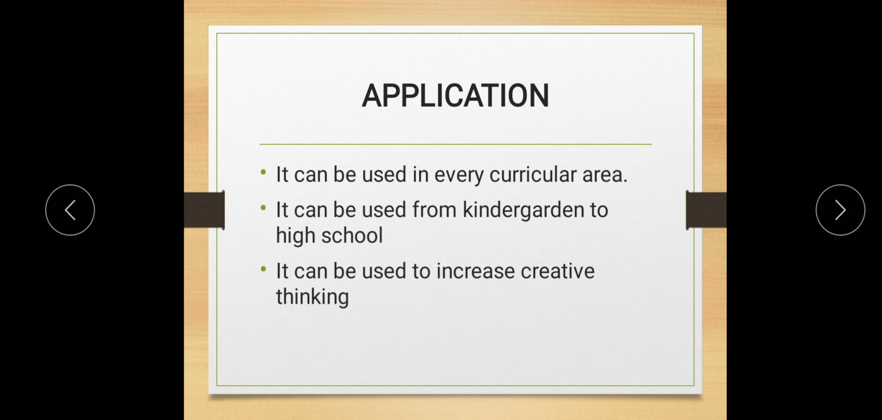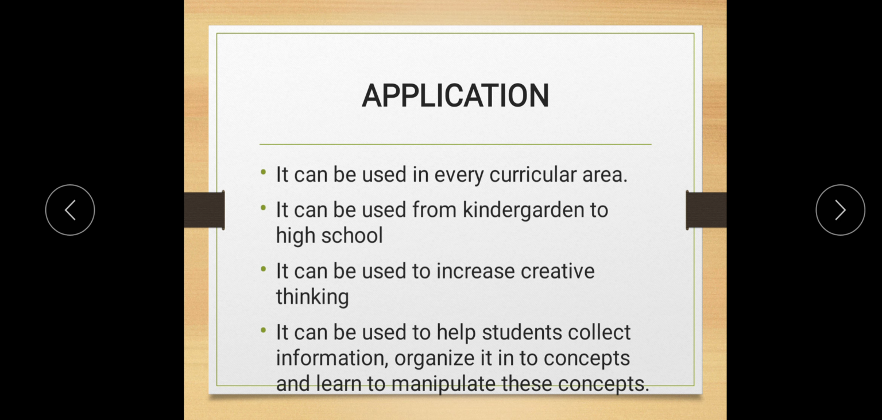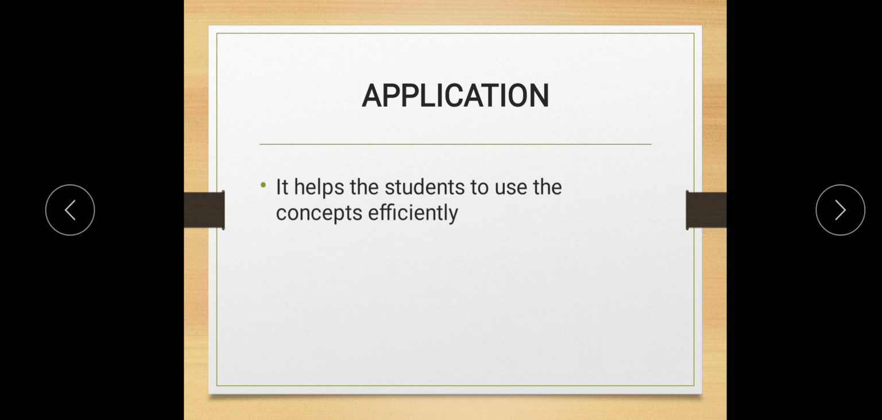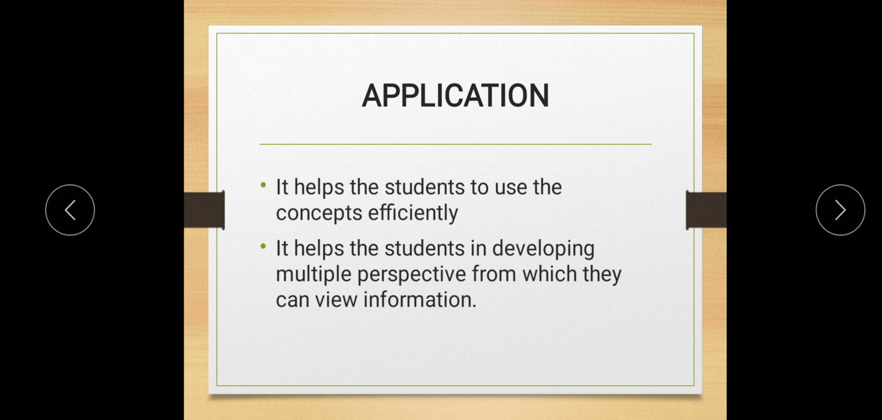So here students are indulged into creative thinking because they are thinking something new or creating something new or linking the old information to a new concept which they were never aware of. Or it can be used to help students collect information, organize it into concepts, and learn to manipulate this concept. So basically, as we have seen here, data is given, so they collect information from the data, then they form concepts, they organize the concepts, and they manipulate the concept at the end by linking it to a new one. It helps the students to use concepts efficiently. So they learn the concept properly and make use of it.